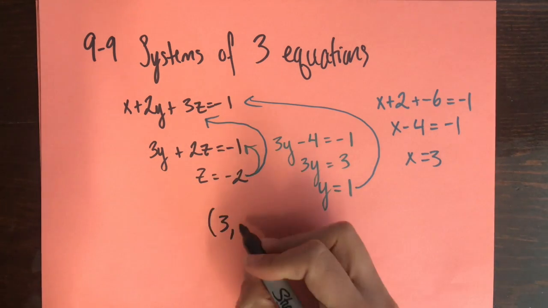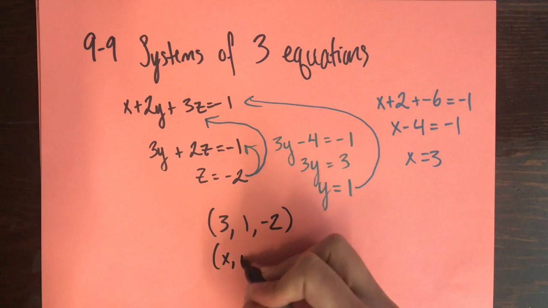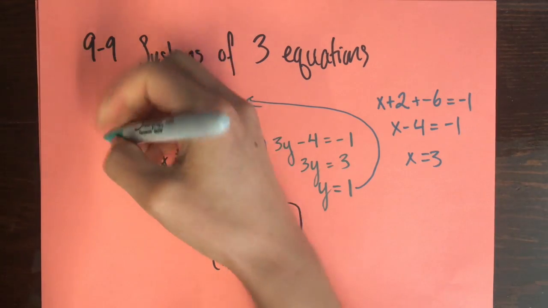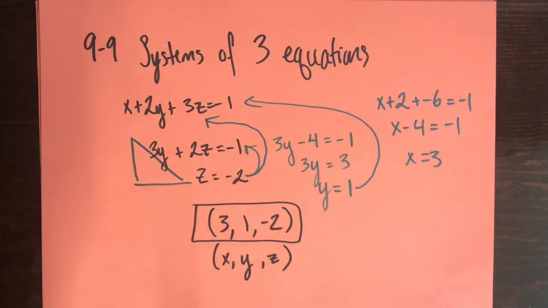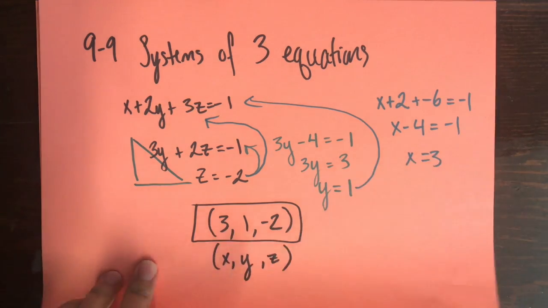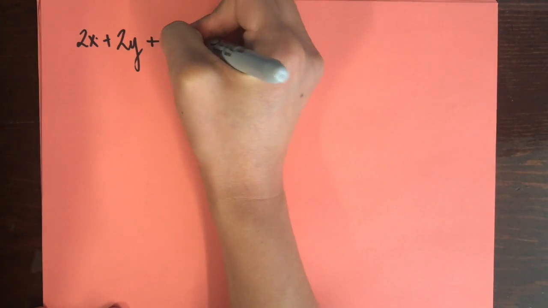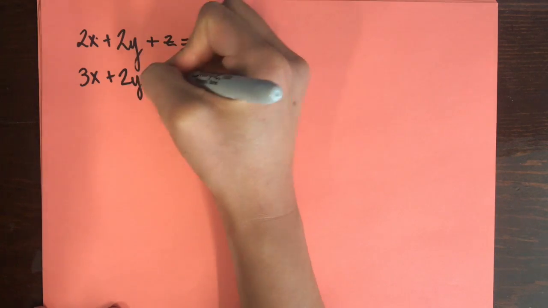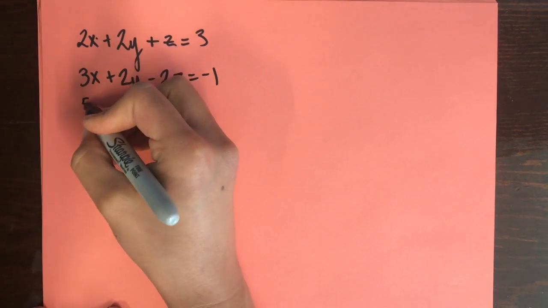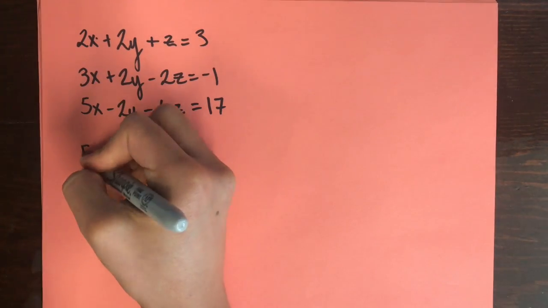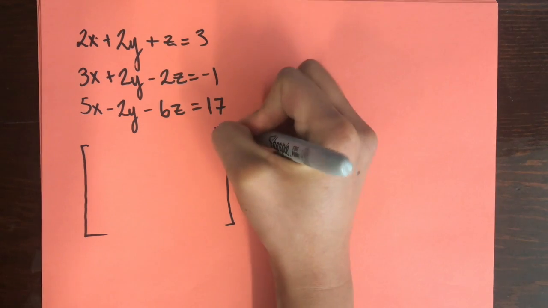Now, because this is a point, I'm going to write it separated by commas in the order of x comma y comma z, and I get 3 comma 1 comma negative 2. So what I see here is this triangular pattern, right? The first one has x, y, and z. The second one has y and z. The third one has just z. And this is what I'm going to be going for as I solve three separate equations that all have x, y, and z. I'm going to try to narrow them down so that the last one just has z, the second one has y and z, and the top one has x, y, and z.